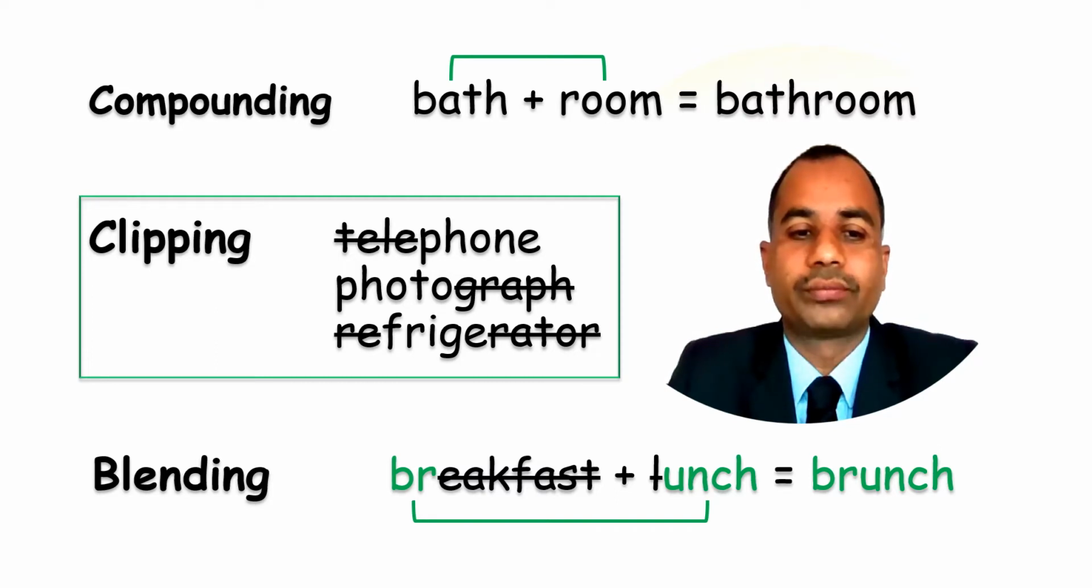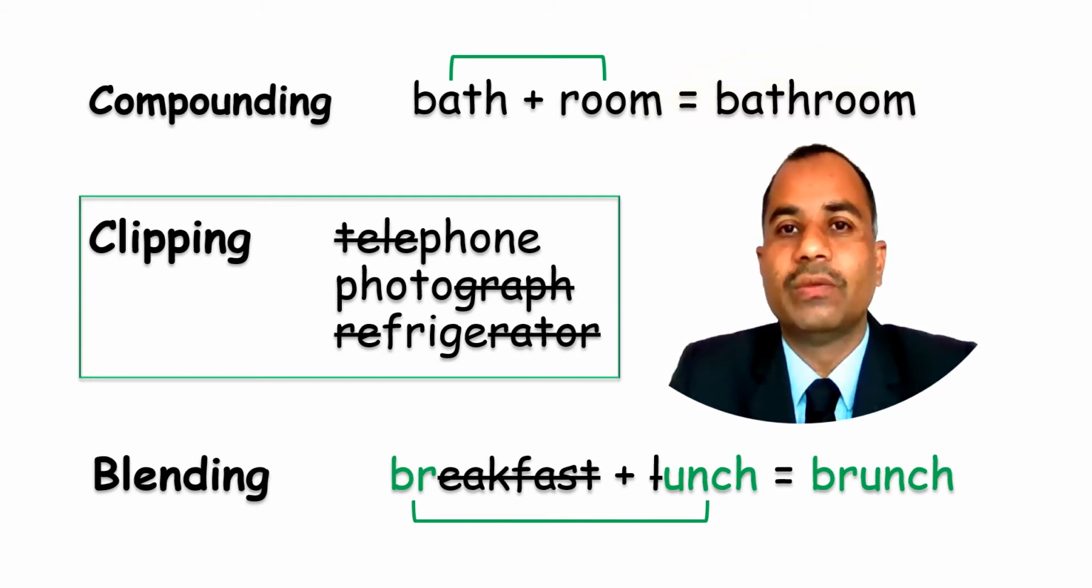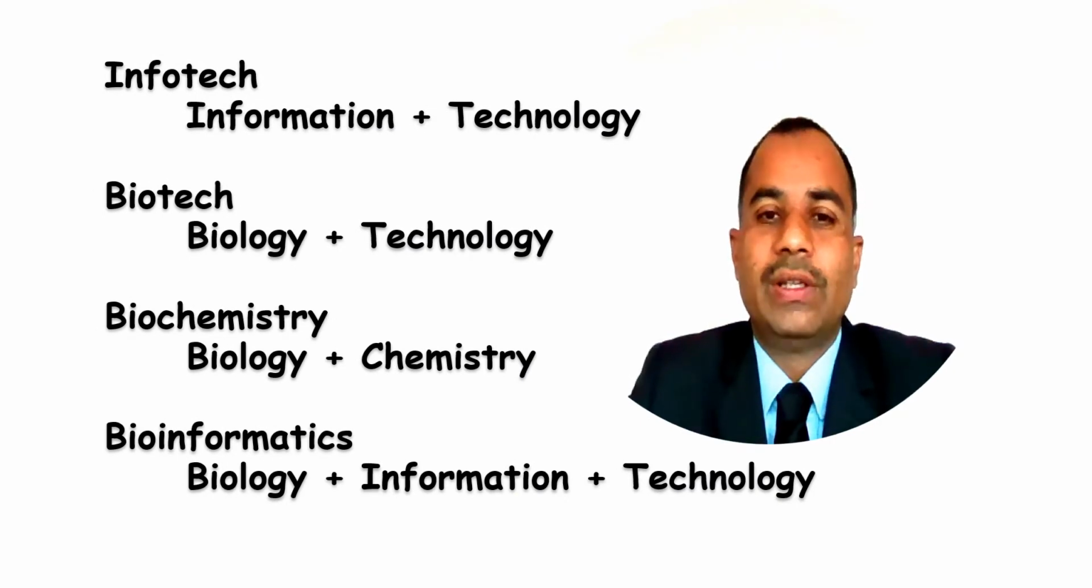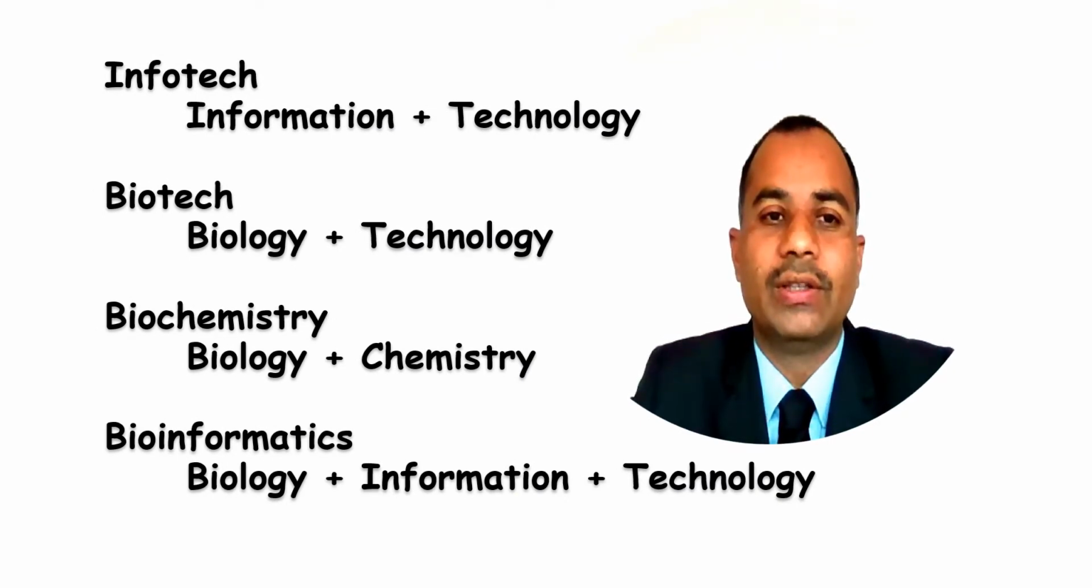And then we have blending. These two processes, compounding and clipping, are both there in blending. We have two words here, not one as in clipping. We have two words like compounding, and we mix and fuse them together. For example, we have breakfast as a word and lunch as a word. We clip the final part of the first and the initial part of the second word and come up with the new, more meaningful word, brunch. We will see some examples and you will understand these things.